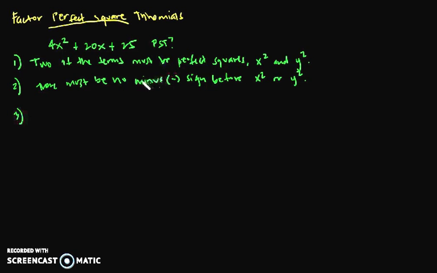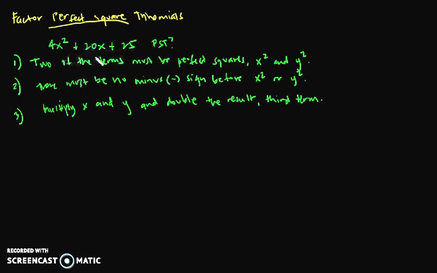And then number three, if we multiply x and y and double the result, that is the third term. So you get the third term. It may be positive or the additive inverse, the negative. Okay, so now let's go back to the example.